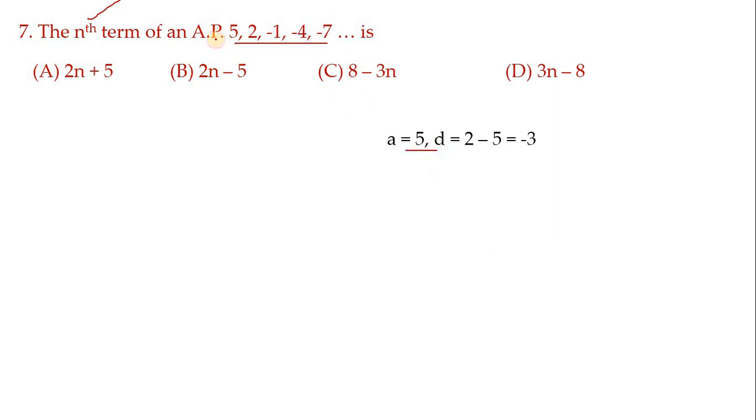See, the A value, always the first term is A, children. So 5. D is second term minus first term. So 2 minus 5 is minus 3. Now we have the A value as well as the D value. Now consider the nth term formula, that is an equals A plus (n minus 1) into D. Now in this formula, substitute all these values. A value is 5 and D value is minus 3.